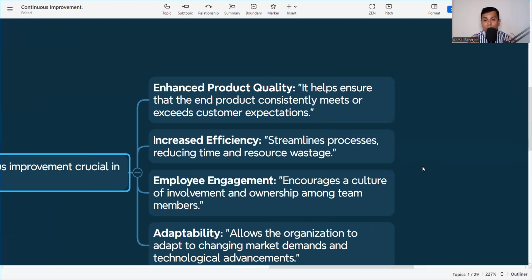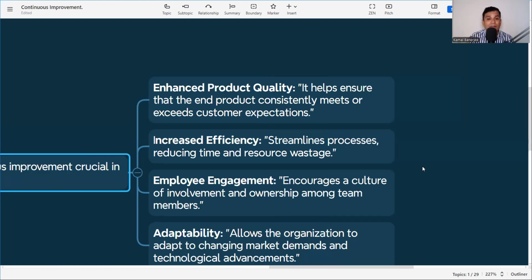Suppose you are doing tiling work. You define the process: the mortar will be placed, the tile will be placed, curing will be done, and then everything will be checked. Now, whenever actual work is going on, you check and find that training is required for the machine operator or the workers, because they are making some silly mistakes. So you need to incorporate more training into the process, or incorporate more curing into the process. These small incremental changes are called continuous improvement.